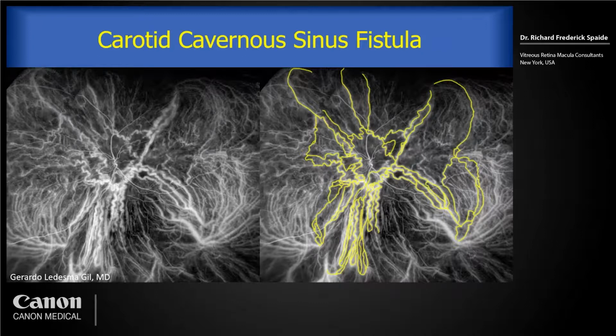Let's look at some other diseases that show similar traits. Here's a patient, courtesy of Eduardo Gil, who had carotid cavernous sinus fistula. These patients may have serous detachments, much in the same way that patients with central serous can have. Notice the very prominent intervortex venous anastomoses.